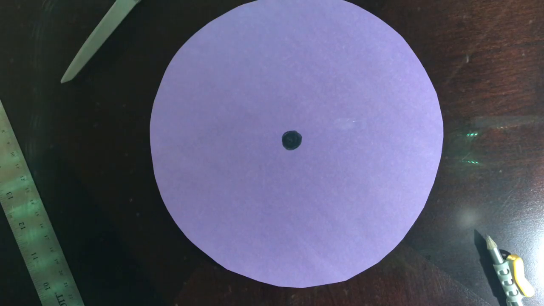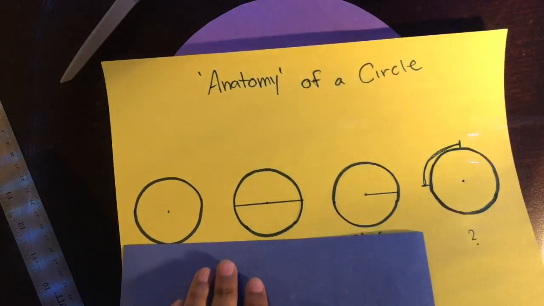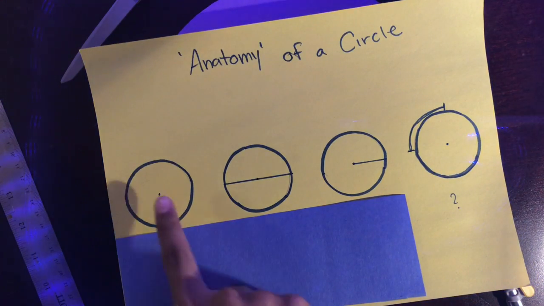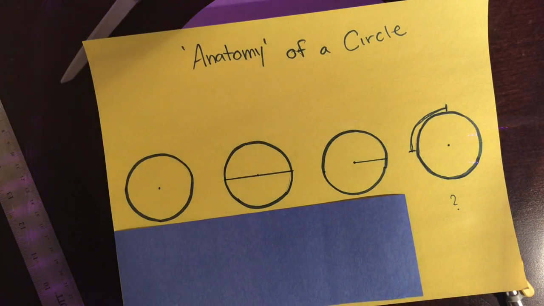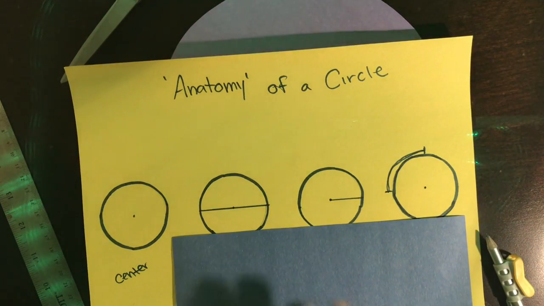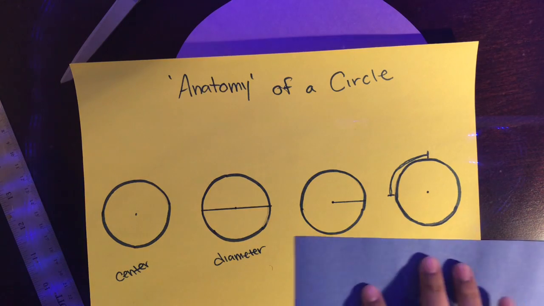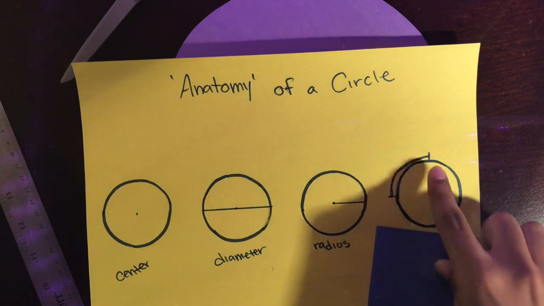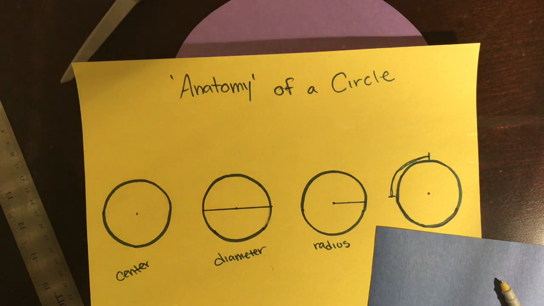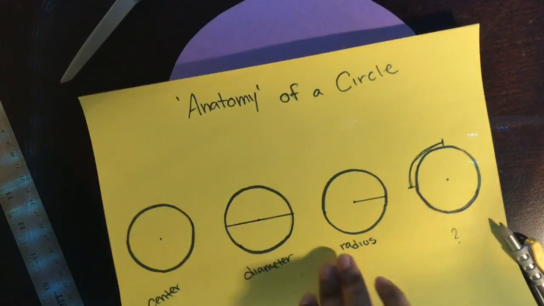So, we're going to do a little recap of our previous lessons, and you're going to tell me what the anatomy of a circle looks like. So do you know what this is? It's the center. Center, good. And what about this? The diameter. The diameter, excellent. And finally? The radius. The radius, awesome. And what about this? I'm not sure about that. Okay, so that's what we're going to talk about today.